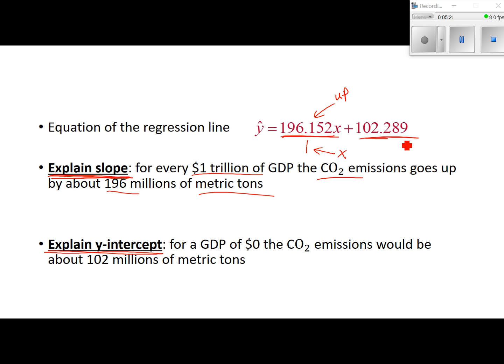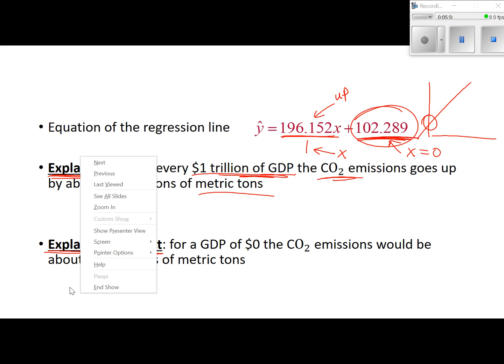Then the explanation of the y-intercept: if we're looking at this, that's where the line crosses the y-axis. So that's where x is 0. So we're saying if somebody has $0 trillion of GDP, then their CO2 emissions would be about 102 million metric tons. So be able to explain those.